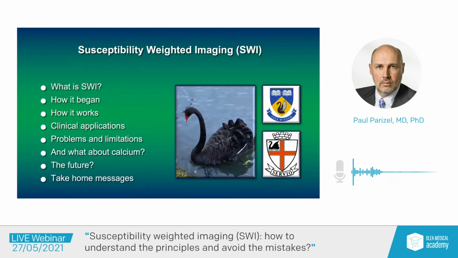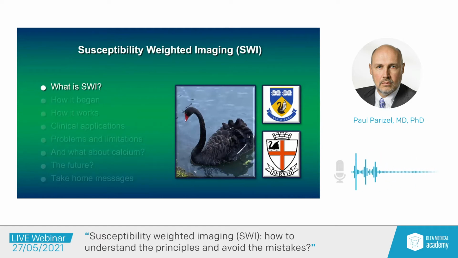This is the Black Swan. Perth and the Swan River is, as far as I know, the only place in the world where black swans are found. And black swans are very appropriate because on susceptibility weighted images, we are going to be looking at black dots. As you can see in the logos on the right side of the slide, the black swan is represented in the logo of the University of Western Australia that says Seek Wisdom, and in the logo of the Royal Perth Hospital that says Servio, I Serve.